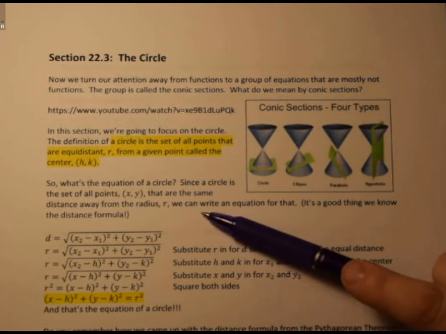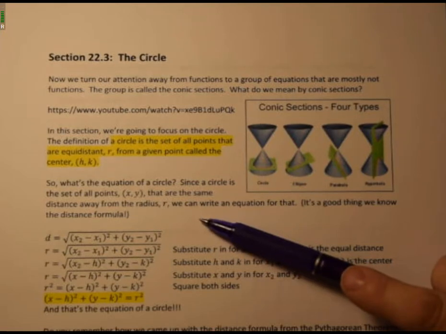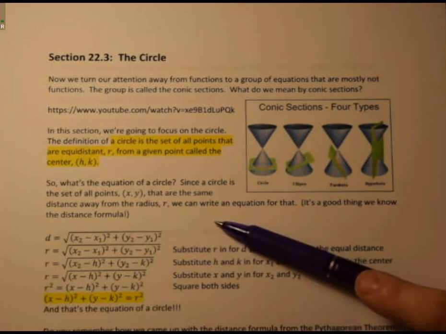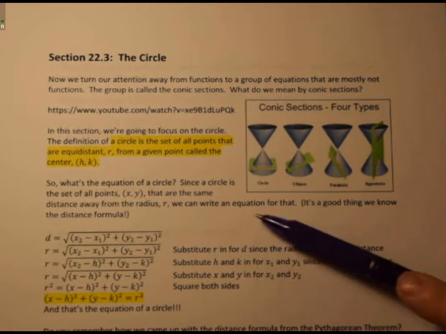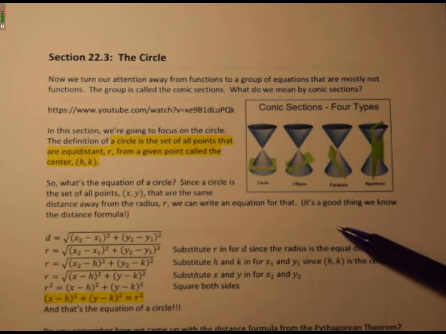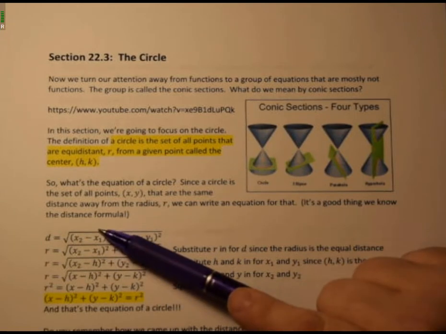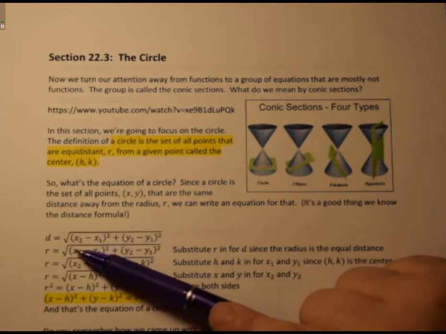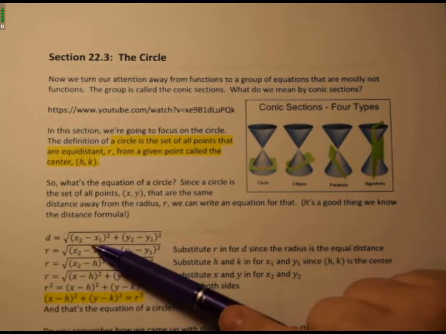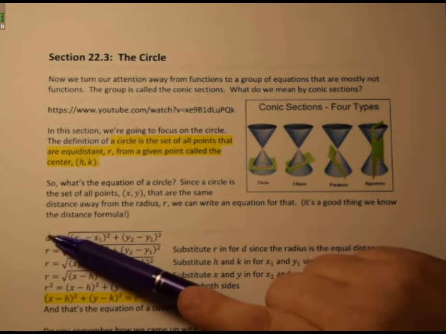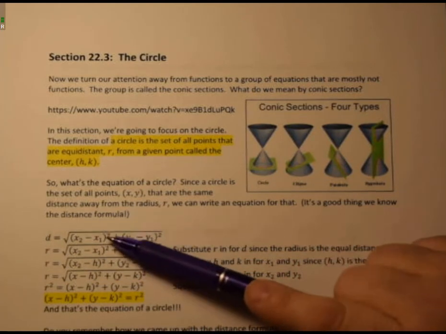So, what's the equation of a circle? Since a circle is the set of all points, like x and y points, that are the same distance away from the center, that distance being the radius r, we can write an equation for that. It's a good thing we know about the distance formula, which again is just the Pythagorean theorem. And so we have the distance formula, which is a squared plus b squared is equal to, it would be d squared if we squared both sides.